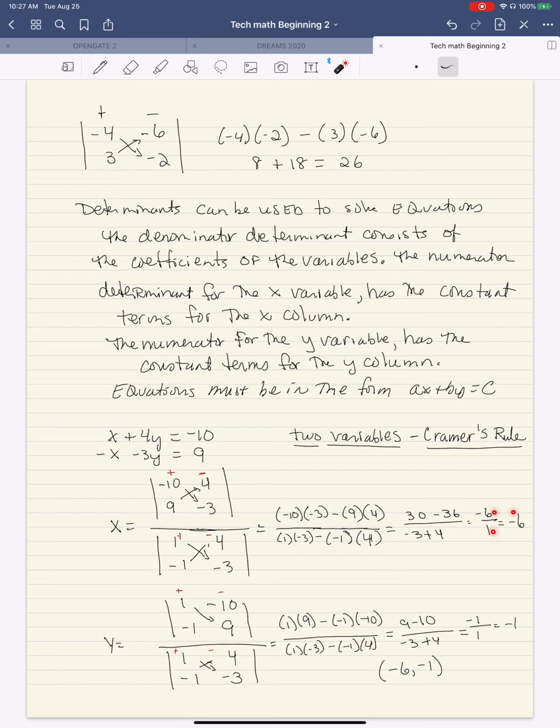Negative 6 divided by 1 is negative 6. Once you have the denominator solved, it's the same for both. You don't have to do it again. Even though I went through it again, you do not have to do it again.